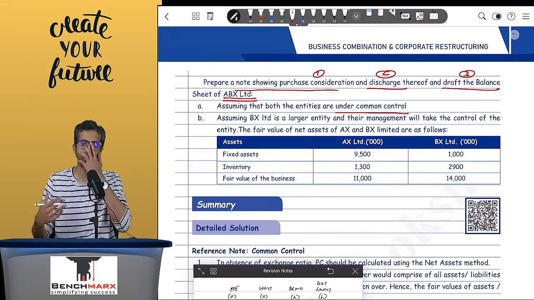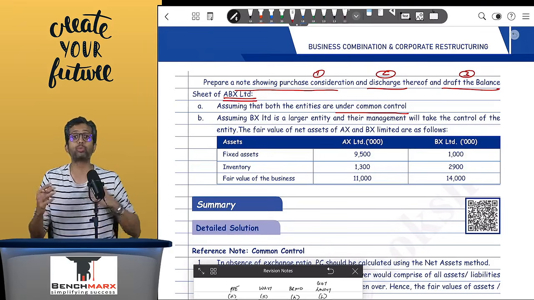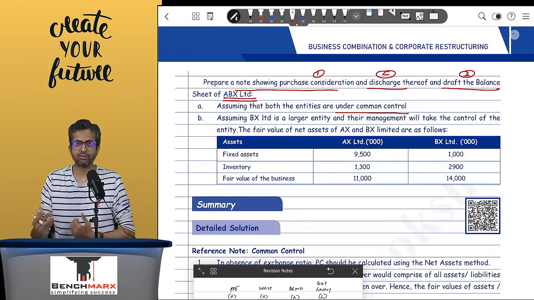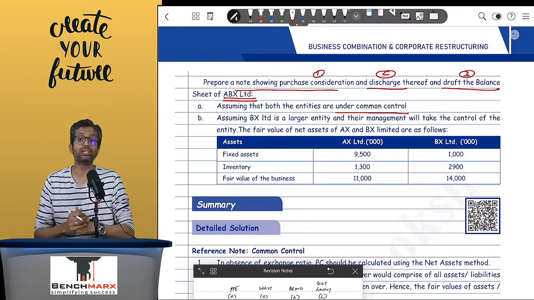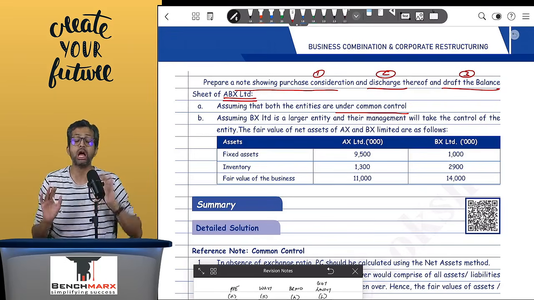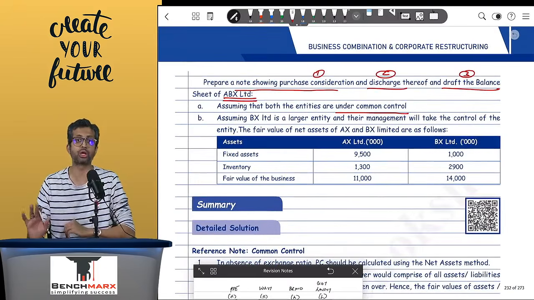The question very clearly tells you that both of them are under common control, and as a result you need to apply what you call the pooling of interest method. However, for you to apply that, you need to find the PC. Under the pooling of interest method, net assets will be taken over at book values. So you have all the assets and all the liabilities taken over at book values.